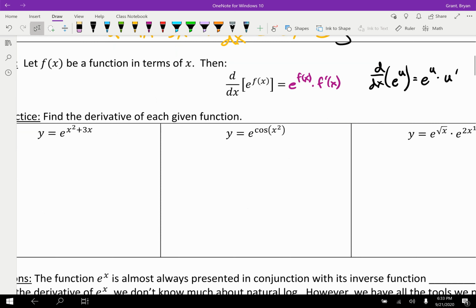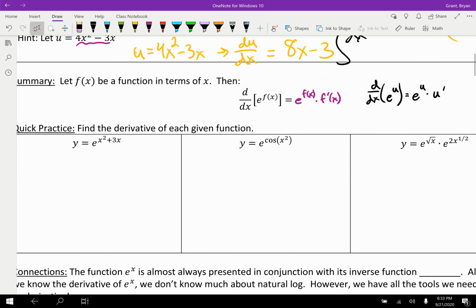Now, we have three functions down below. Your goal is to find the derivative of each one of these, and once you're done, go ahead and check back in. You've probably unpaused at this point, so let's take a look and see how we did.